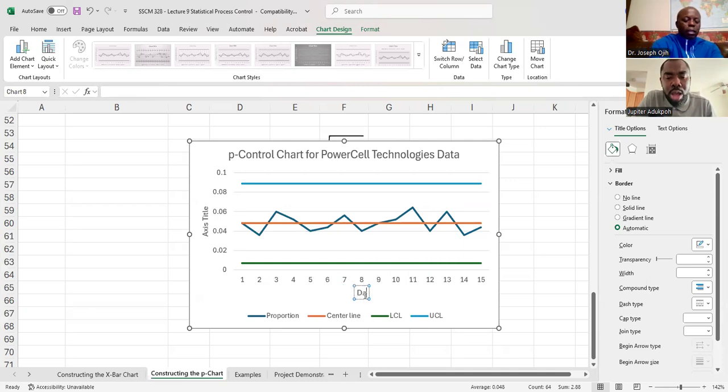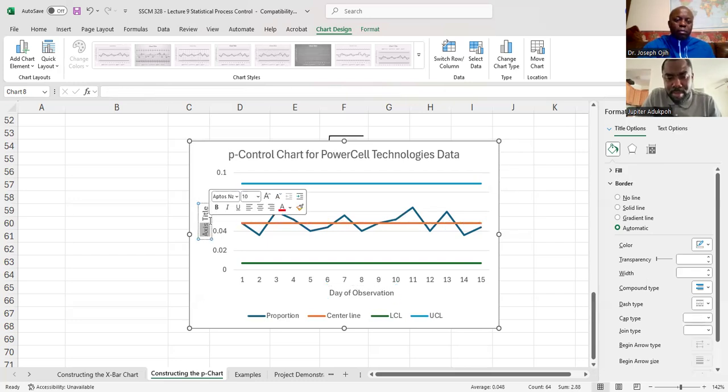Day of observation of sampling. Okay, observation. The axis title, is it mandatory for us to put that in there? For the project, yes. If you draw a chart, you have to put all the information so that somebody looking at it knows what this chart is about.